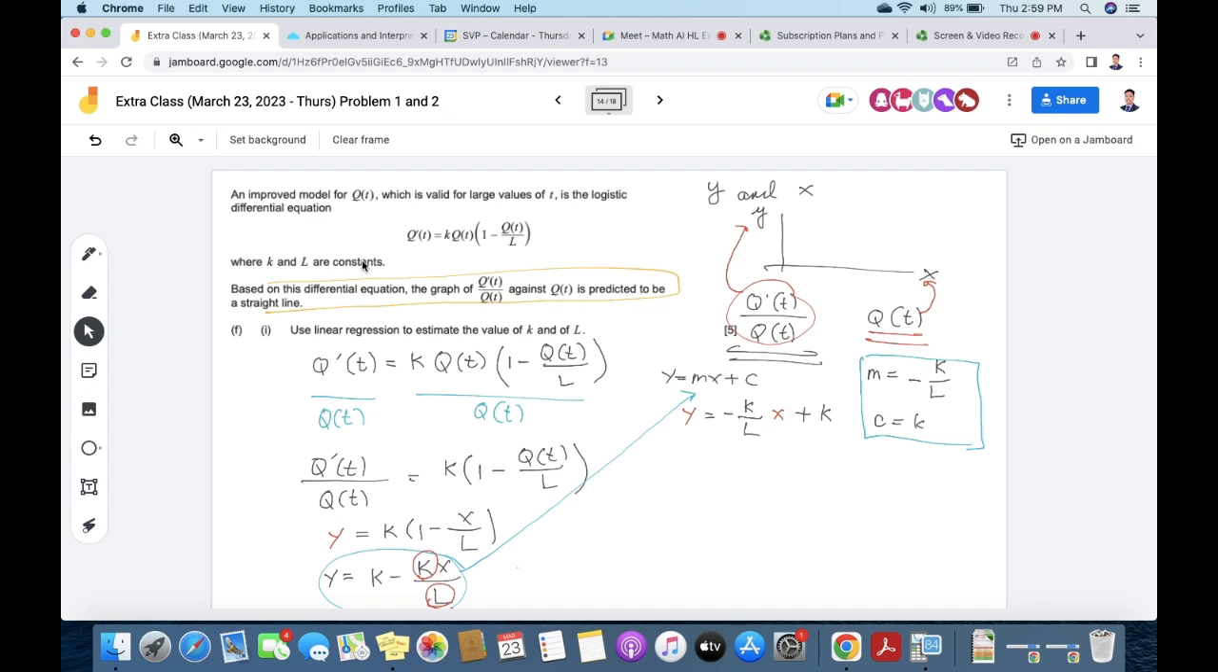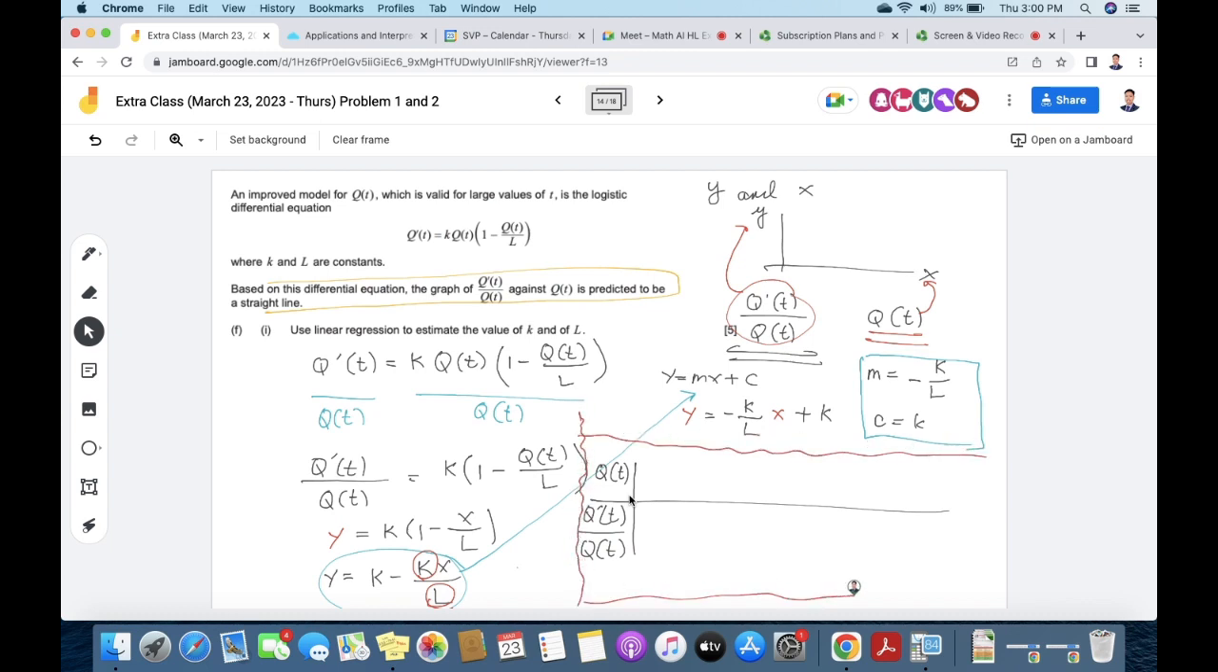Okay, so we are now ready for the linear regression. But before that, we have to know first the content of our table. If you try to look at it, the content of our table will be as follows. The x is your q of t, and the y will be q prime of t over q of t. Clear? Let me just put a boundary.